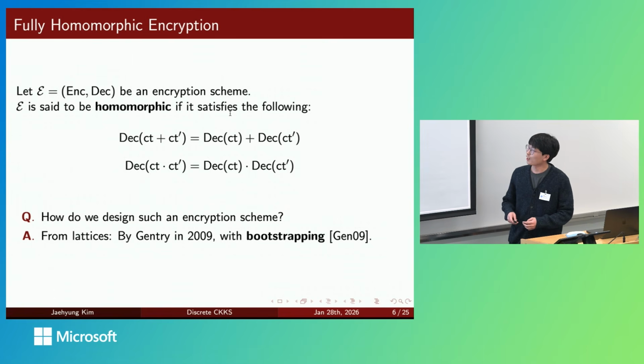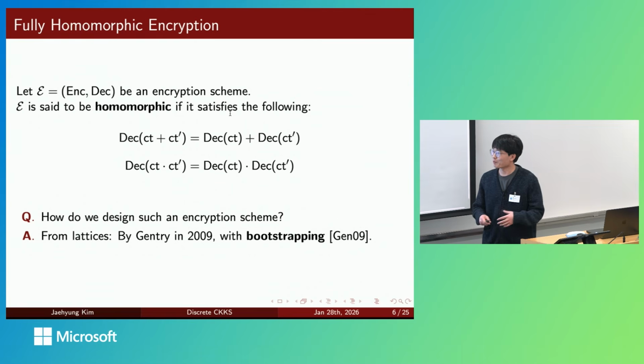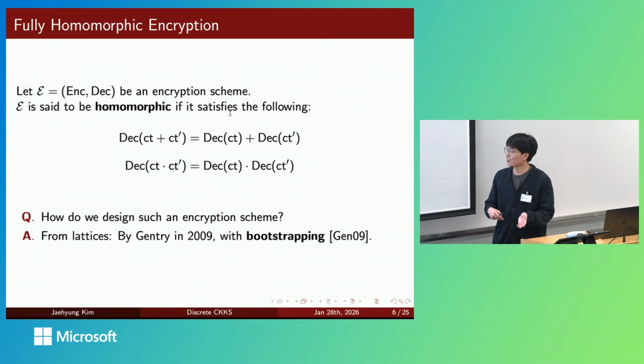OK, so now I want to go to the math parts of this presentation. And let me formally define what FHE is. FHE is an encryption system consisting of an encryption function and a decryption function. It is pretty much the same as what you would think of as an encryption scheme, but it is called homomorphic encryption because the encryption function is homomorphic.